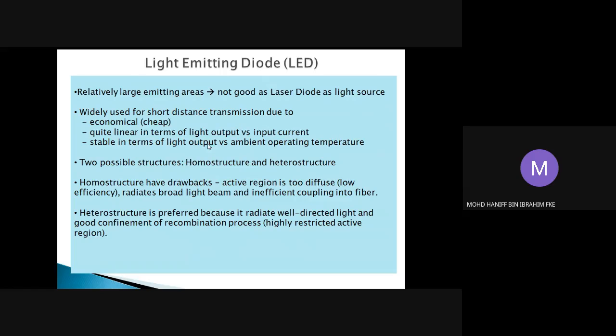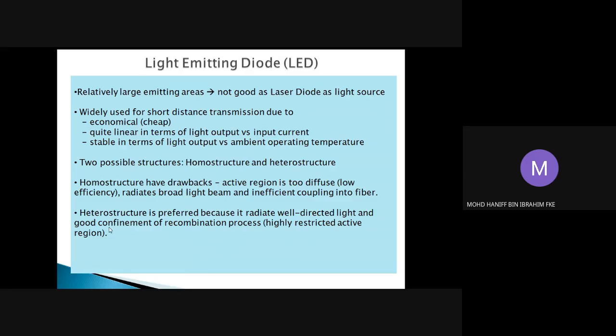So there are two possible structures of LED, the homostructure and the heterostructure. I'm not going to go into detail on these LED structures. If you're interested, you can go through any textbook to learn about them. In most cases, the heterostructure is much preferred as opposed to the homostructure, because for the heterostructure LED, the light produced is well directed.